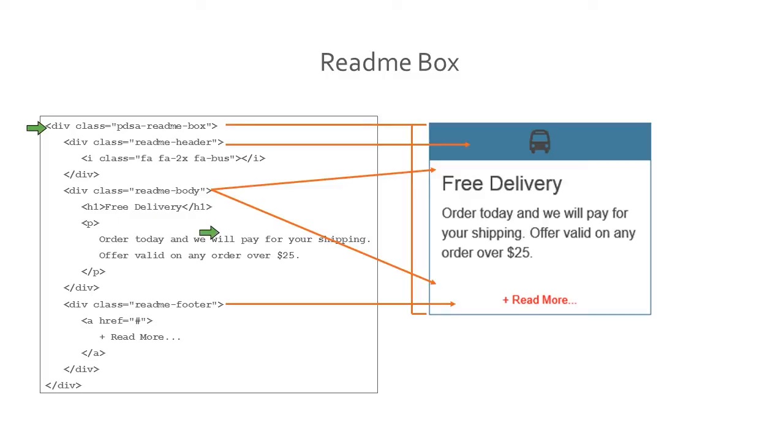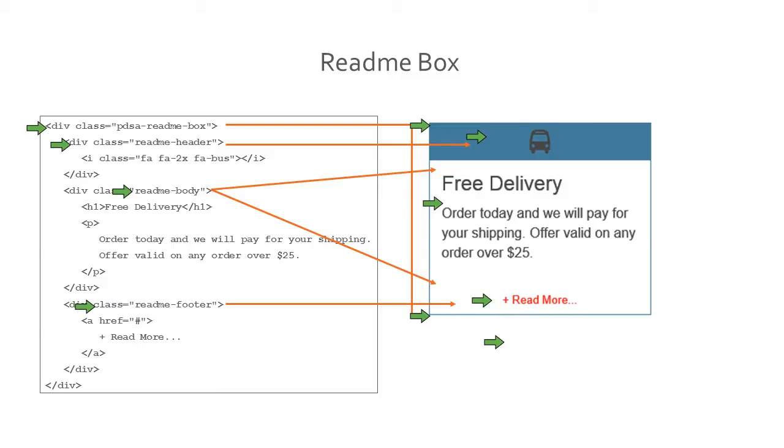Then underneath that, the Readme box is the overall structure that we see over here. Then we have the Readme header, and that's this area. We have the Readme body, which is this area. And then we have the Readme footer, which is this area down here.